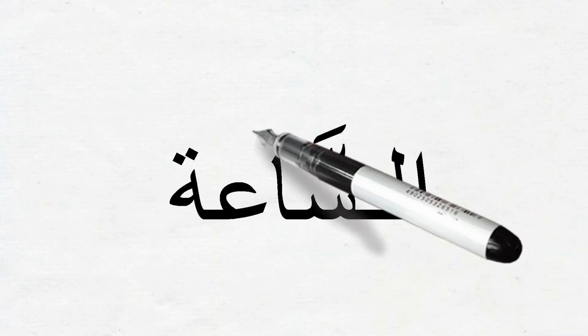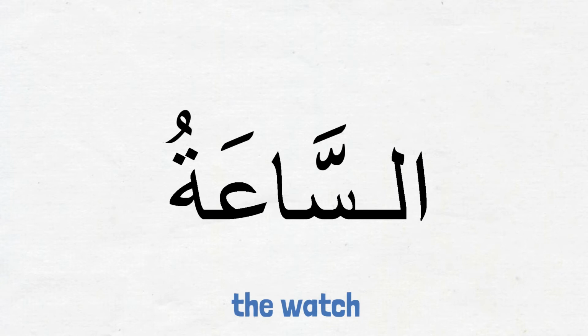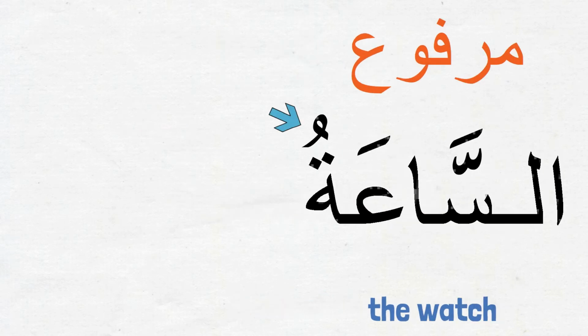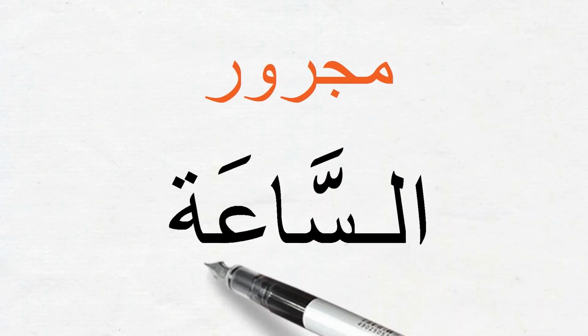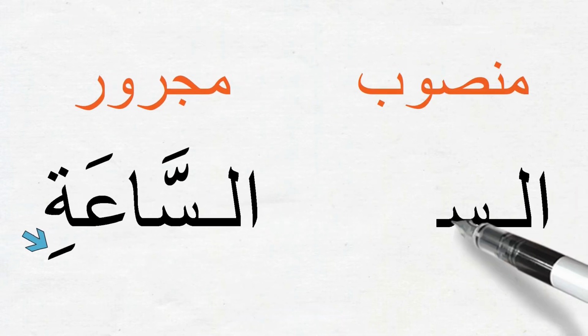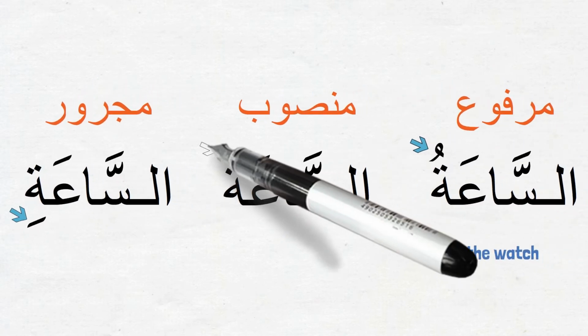Next, we've got as-sa'atu, the watch. What is its state right now? Marfu', right? Let's turn it into majrur. As-sa'ati. It's a majrur state. And how about mansub? الساعة. Very good.